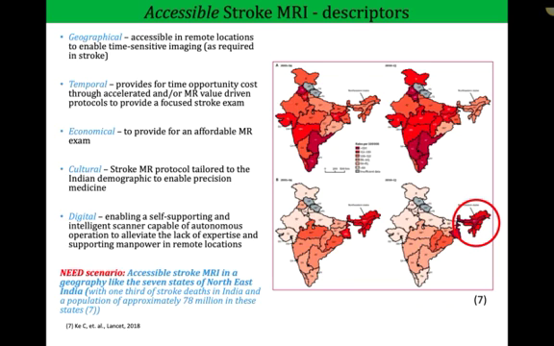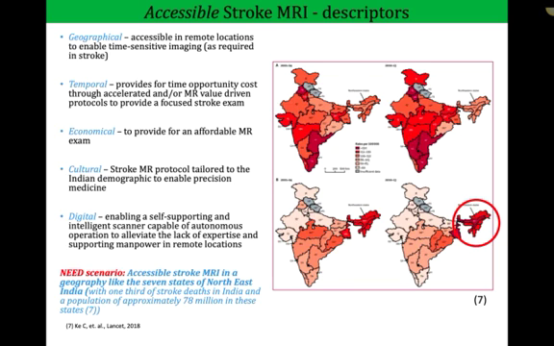To further define what accessible means, we consider five dimensions, mostly being geographical, which is to be able to access MR scanners in remote locations and enable time sensitive imaging, specifically as required in stroke. Temporal access that provides for time opportunity cost, either through accelerated exams or MR value driven protocols to provide for a focused stroke exam. In India, it has to be an affordable MR exam.